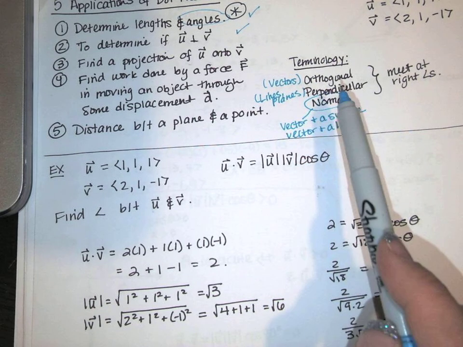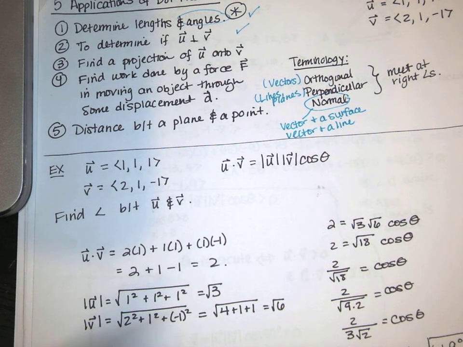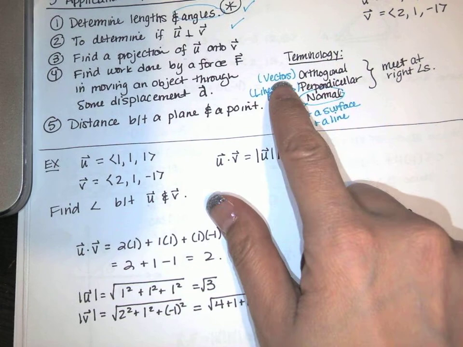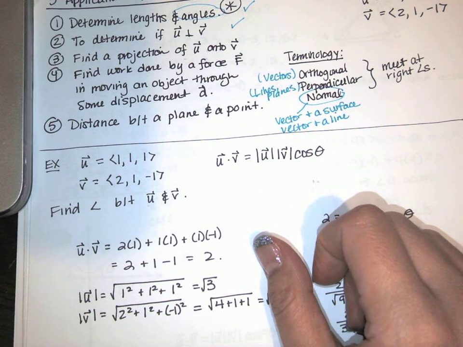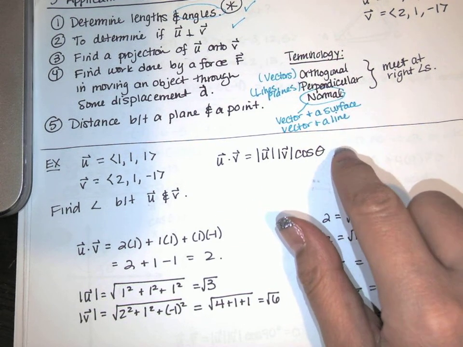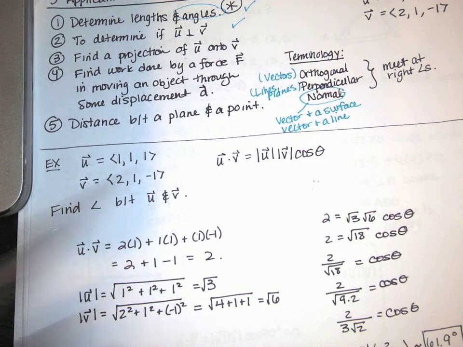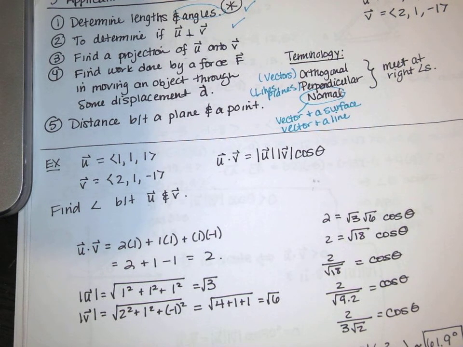But anytime you hear orthogonal, perpendicular, or normal, just know that that means the two vectors meet at 90-degree angles, the two planes or lines meet at 90-degree angles, or that we've got some surface or some line and we've got another vector that's perpendicular to that. That's what we mean when we use the word normal.